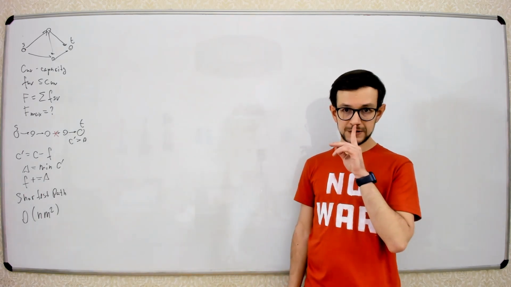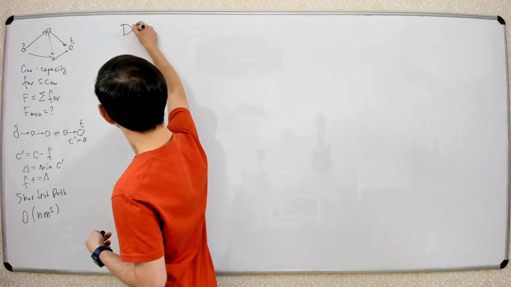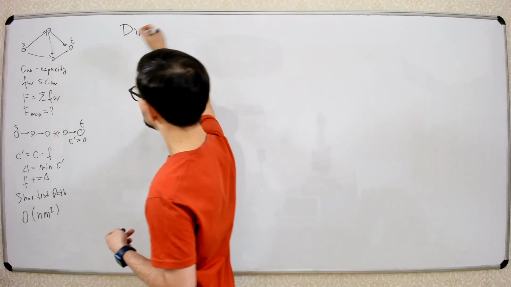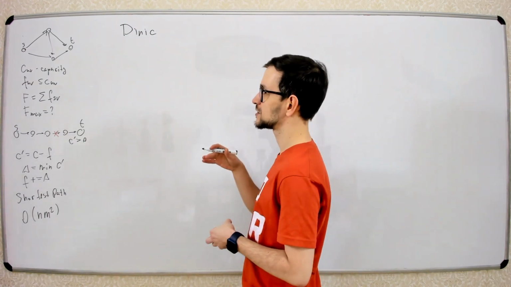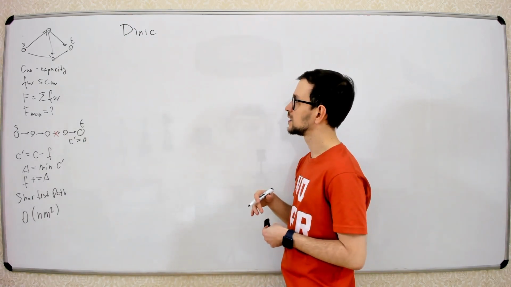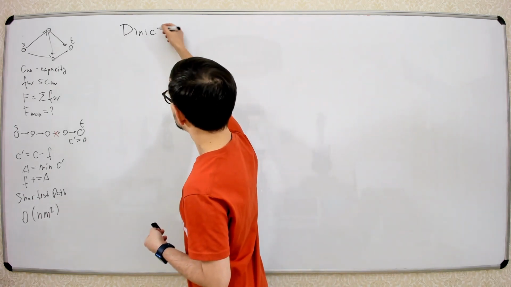Now, the improvement of this algorithm is called Dinic's algorithm. There are different spellings for this because it's not an English surname; it's actually a Jewish surname. I'm not sure how it's called. Dinic's algorithm.